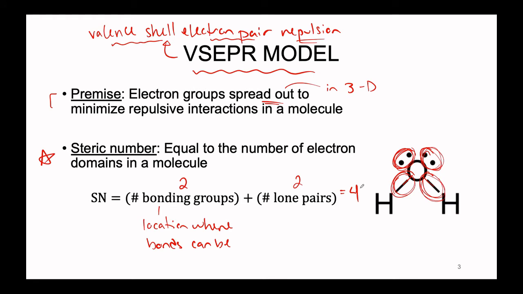Now this 4 is going to tell us what the geometry of the electron pairs are around the central oxygen inside of this water. So let's start observing all of the different combinations for steric numbers that we can have, bonding groups and lone pairs, and partnering these steric numbers with specific geometries.